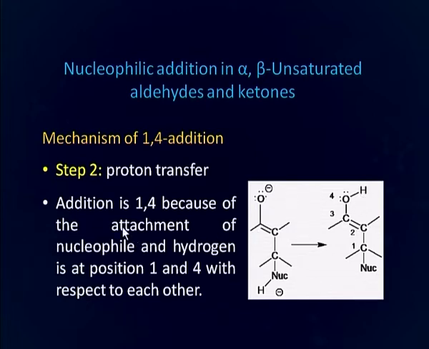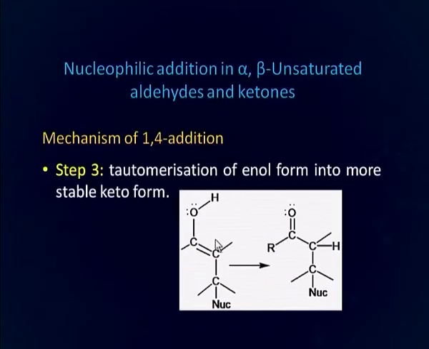The addition is 1,4 addition because of the attachment of the nucleophile and hydrogen at positions 1 and 4 with respect to each other. You can see that the nucleophile has attached at this carbon and hydrogen has attached at this carbon. In step 3, in this 1,4 addition product you can see this is an enolic form, this is the double bond and this is the hydroxy group. So, this enolic form tautomerizes into the keto form which is more stable.